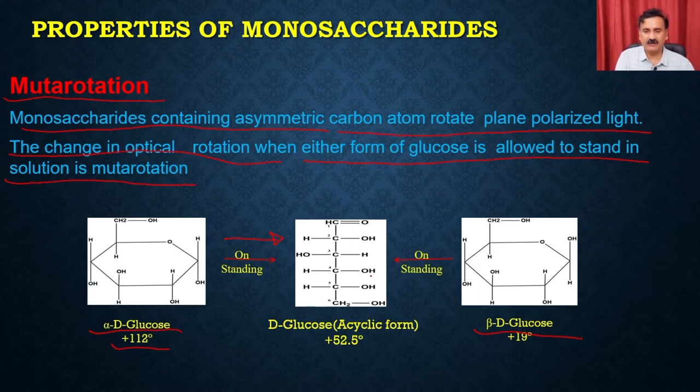So with the conversion of this particular sugar into the linear form, which is the D-glucose form, it is going to change its optical rotation. So it is going to have an optical rotation of plus 52.5 degrees. Whereas same is true for this one also. If you see, the beta form has an optical rotation of plus 19 degrees, but on standing in the solution, it is going to get converted into the linear chain, and that's how the optical rotation is going to change to 52.5 degrees.